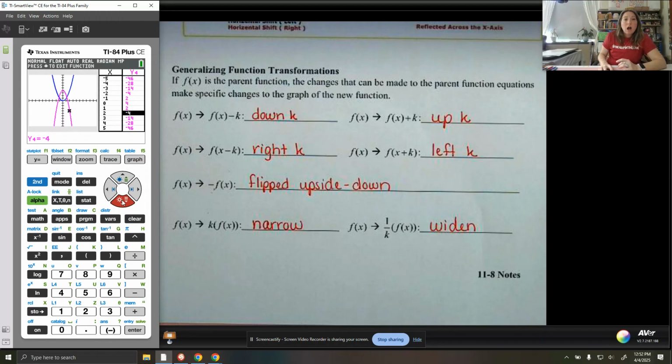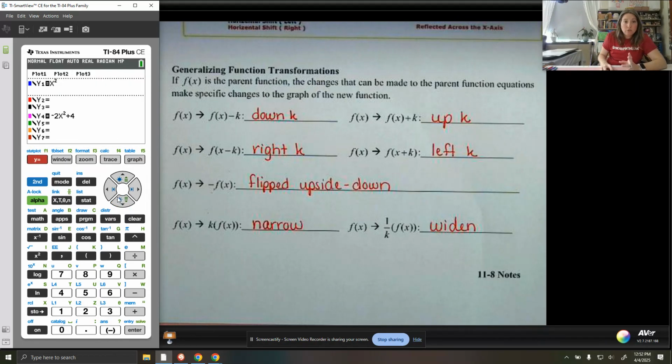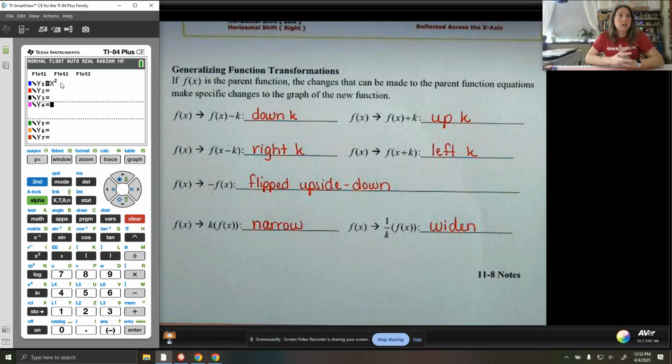Okay, if I were you, as you're going through this, keep the parent function of f of x equals x squared, or y equals x squared, in y1 in your graphing calculator as you're making these changes. I would also have my graphing calculator with me so that I could verify any of these changes I was making. So I'm checking myself using my graphing calculator, just like I did here.